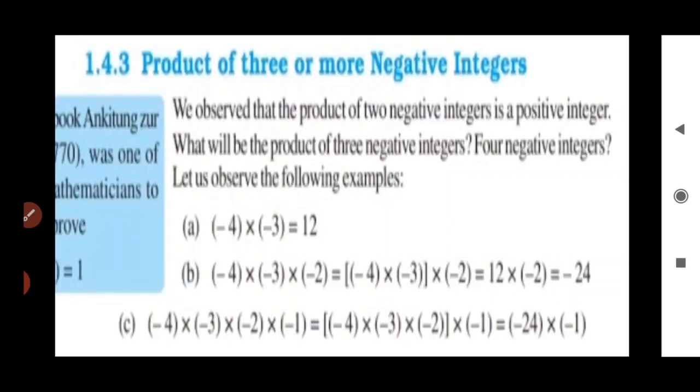Product of 3 or more negative integers. We observe that the product of two negative integers is a positive integer. What will be the product of three negative integers? Four negative integers? Let us observe the following examples.